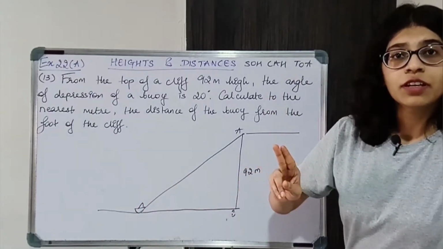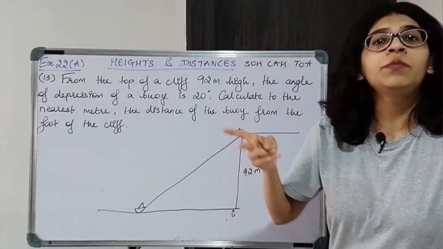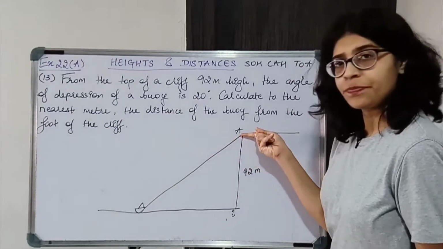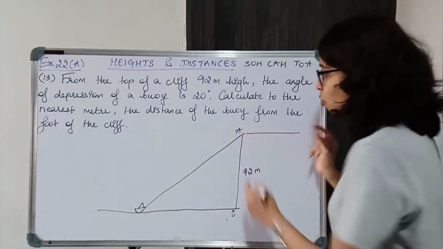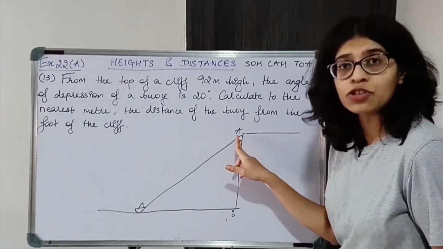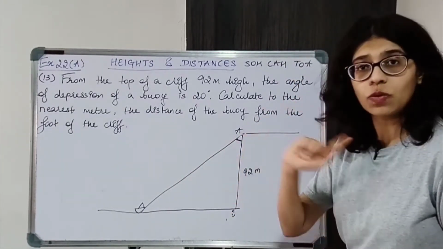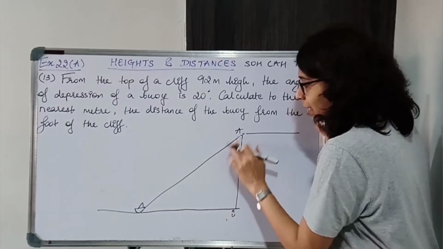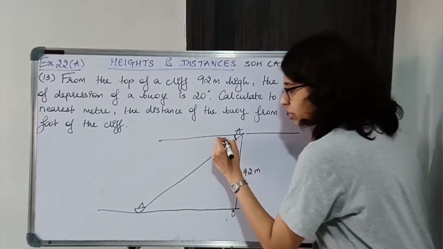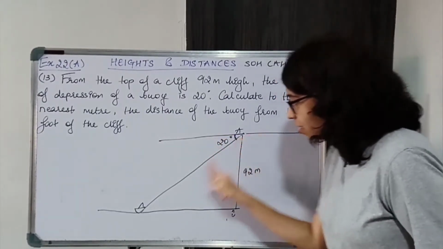Angle of depression क्या होगा? Angle is line of sight and horizontal के बीच का angle. So line of sight, and where is the horizontal from this point? Do we have a horizontal? No. Don't take this as the angle of depression. That is wrong. You never take angle of depression or angle of elevation as the angle between line of sight and vertical. This is a vertical line. So vertical के बीच का angle नहीं लेते हैं. Line of sight and horizontal के बीच का angle. So this will be the angle of depression, and this is the line of sight.